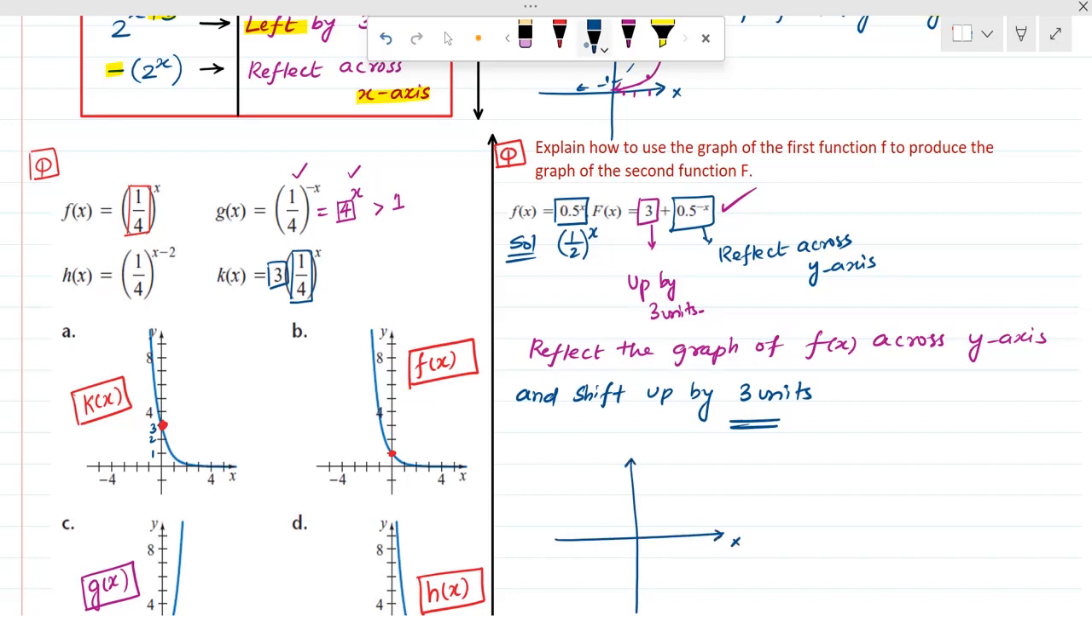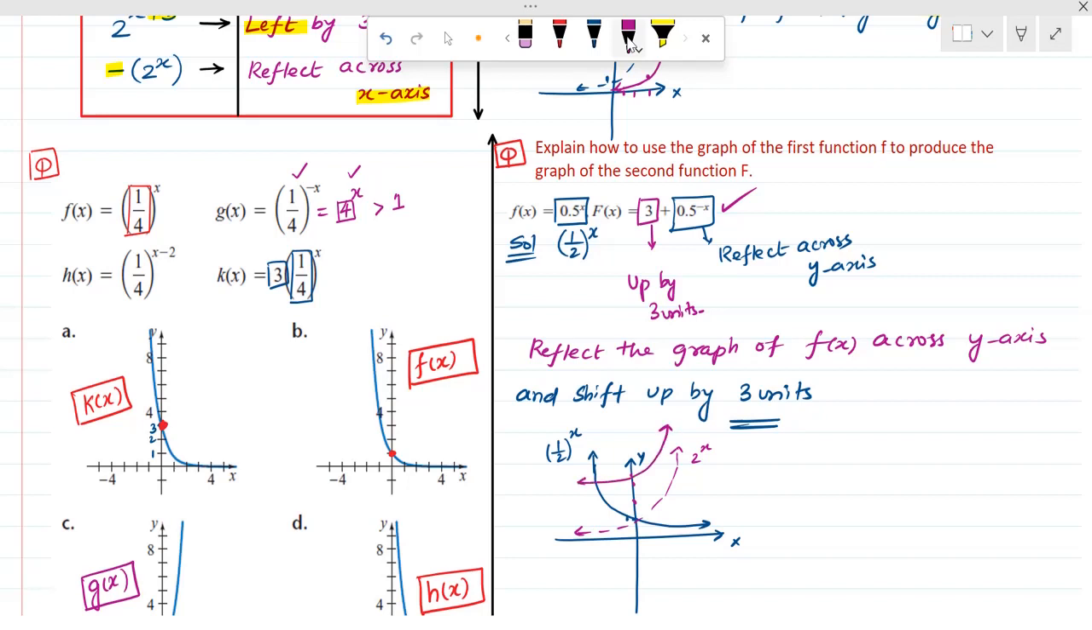This is x, this is y, and the standard graph will be at 1, and it is increasing, but it is decreasing, right? 1 over 2 is decreasing. Decreasing graph will be like this. This is 1 over 2 to the power x. This is a decreasing graph. Now what happened to this one? Reflect across the y-axis, it is moving like this. It is 2 power x. This is actually 2 power x, and move up by 3 units. 1, 2, 3. So therefore this is the final graph.